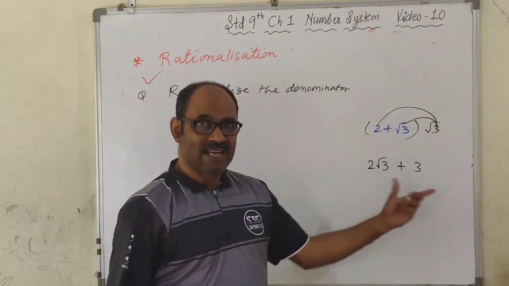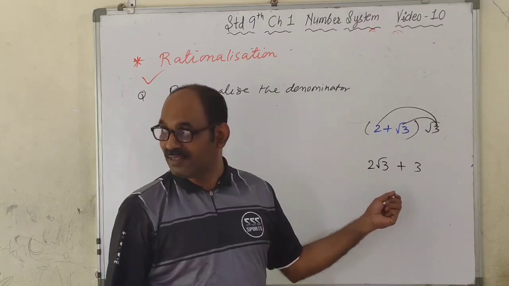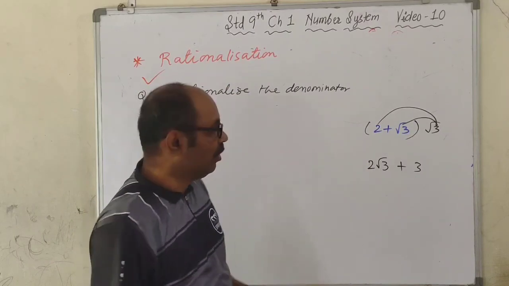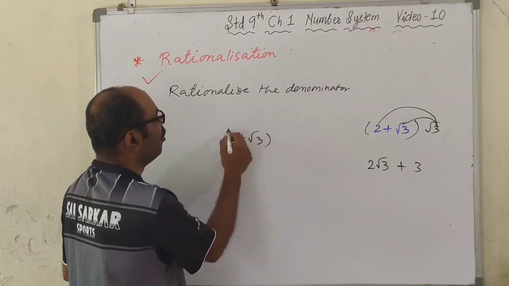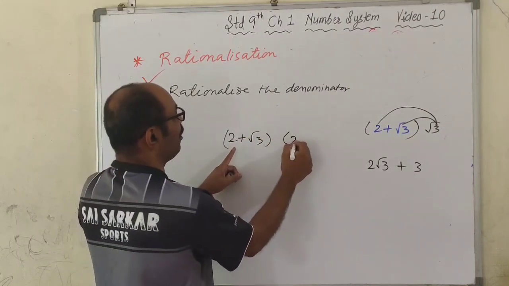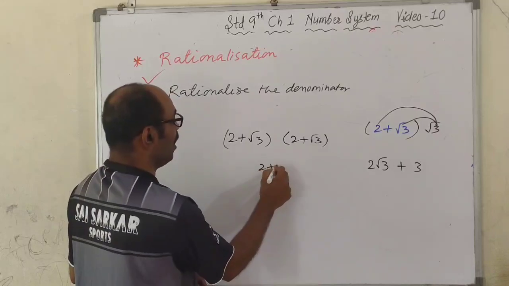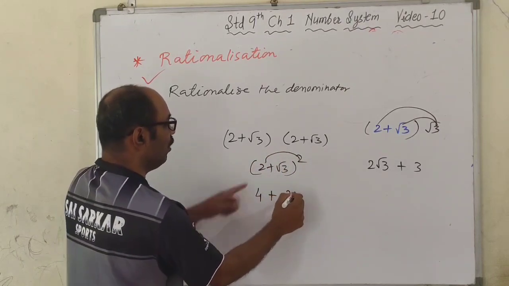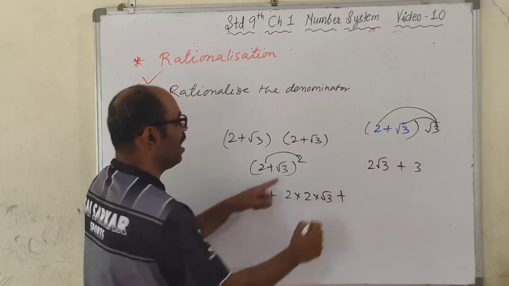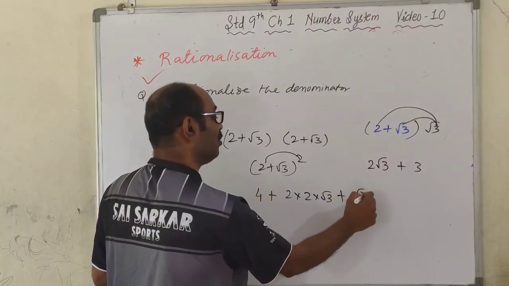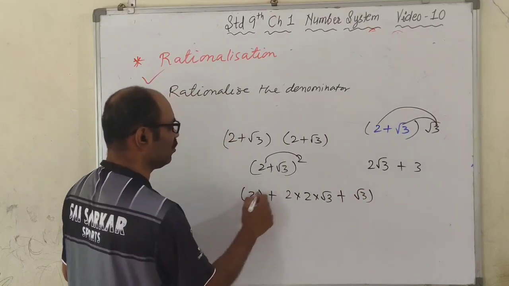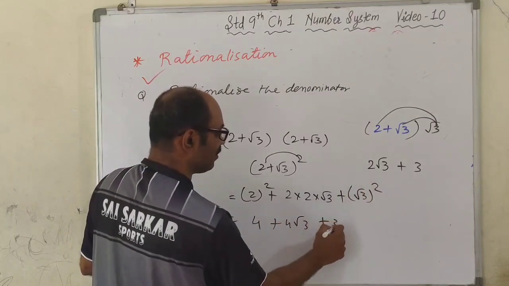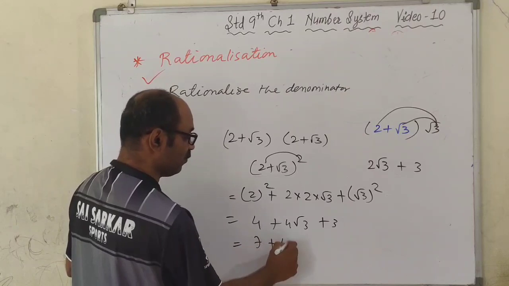Has it been rationalized? Is there no irrational number here? There is. Correct. So it is still irrational. Are you getting it? So what should we do? Then multiply by another number. Multiply by 2 plus root 3. So it becomes 2 plus root 3 whole square. Square of first term 4, plus 2 into first term into second term, plus second term square, root 3 square. 2 square is 4, this is 4 root 3, plus 3. 4 plus 3, like terms, 7 plus 4 root 3.